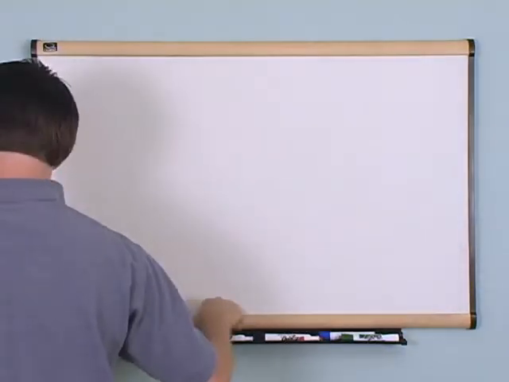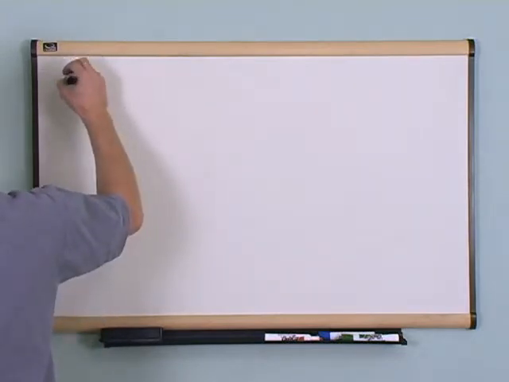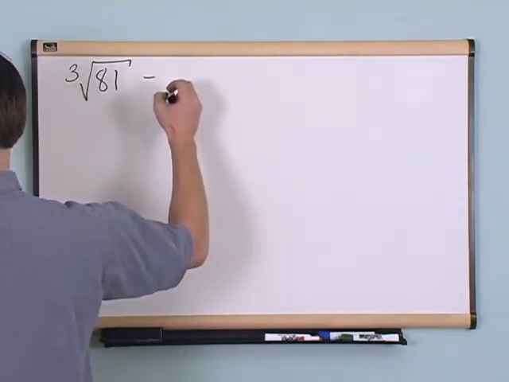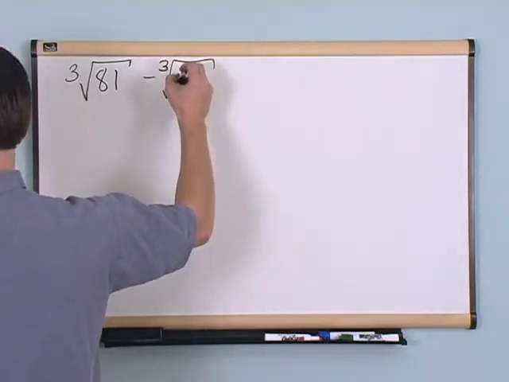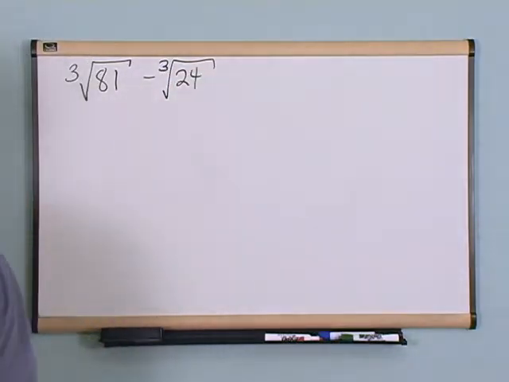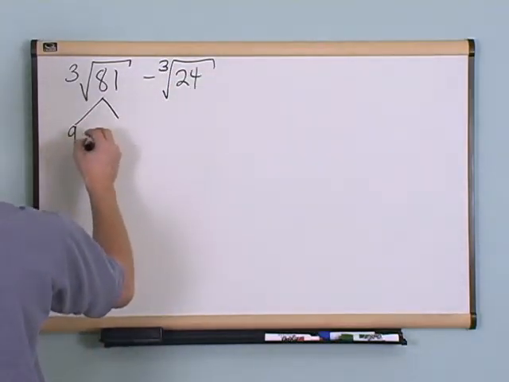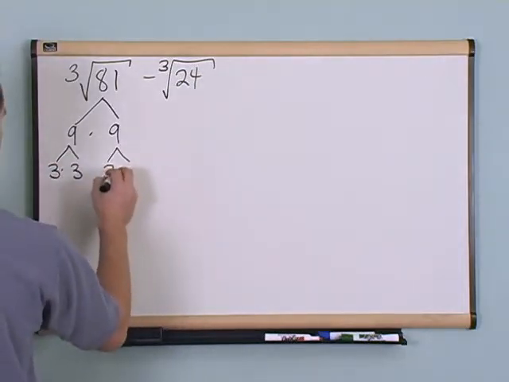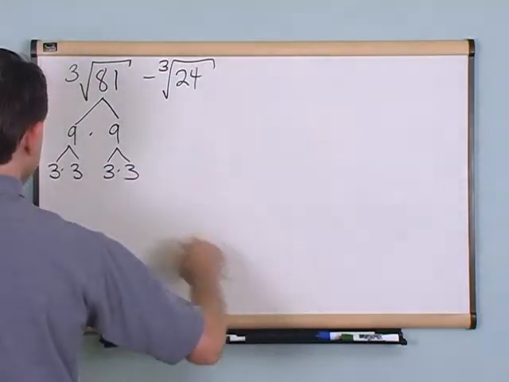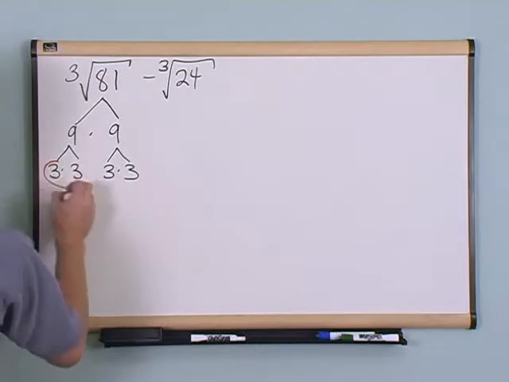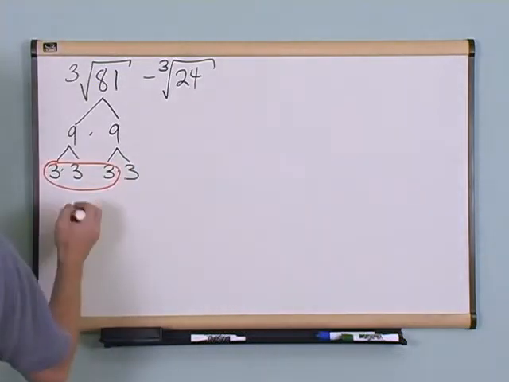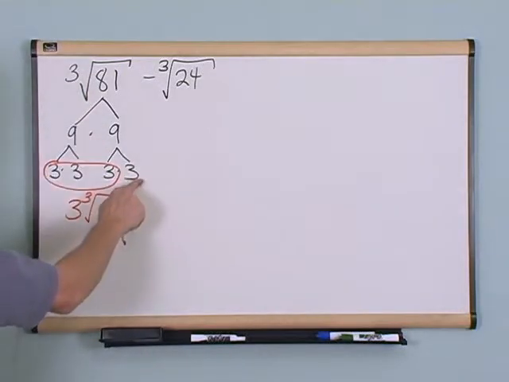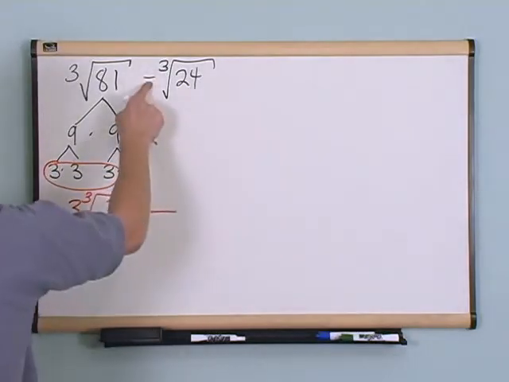We'll do one more problem in this section and we'll move on. Let's say you have the cube root of 81 minus the cube root of 24. Well, for 81, 9 times 9 is 81. And then we've got 3 times 3 for each of these. Now I'm looking for groupings of 3 because it's a cube root. I found one right here. So the 3 goes out, and I'm left with the cube root of 3 on the inside because 3 is lonesome by himself, minus, because we're subtracting here.